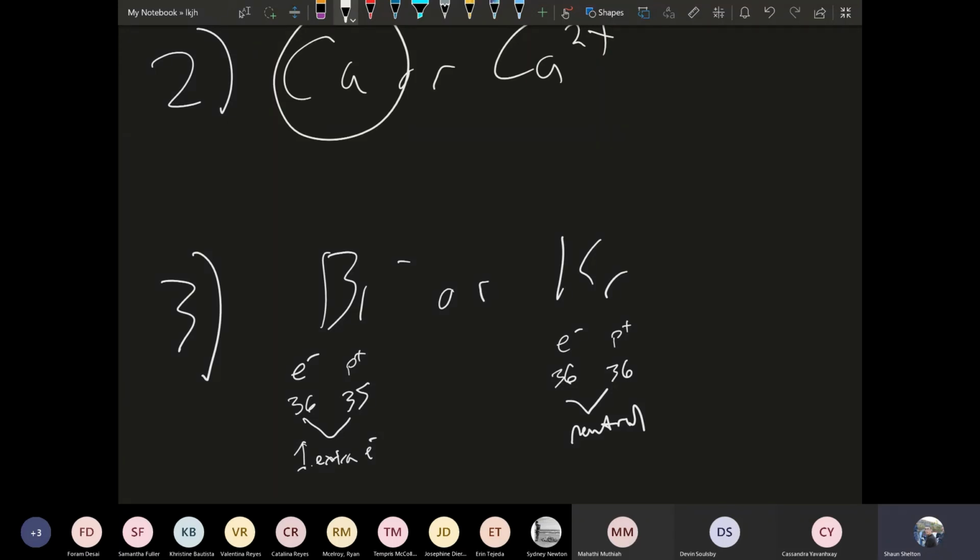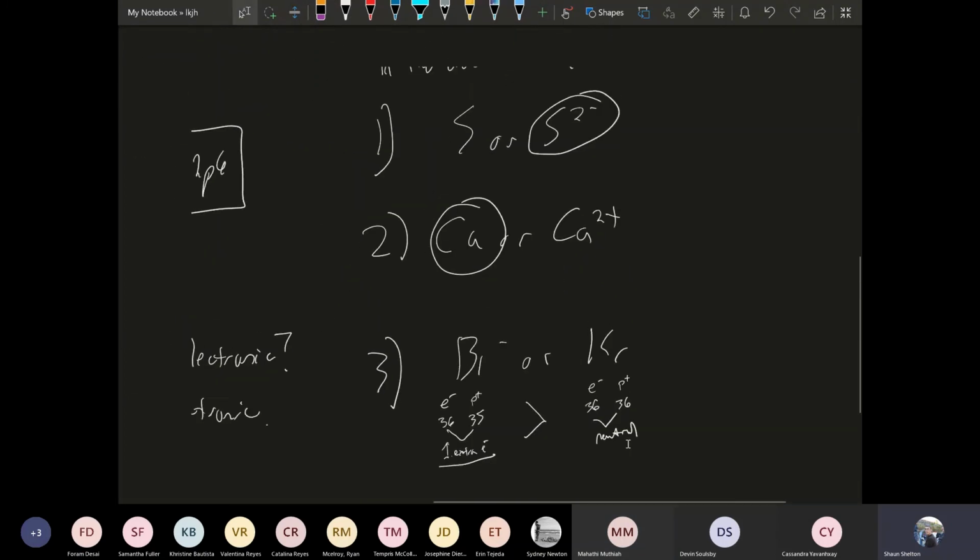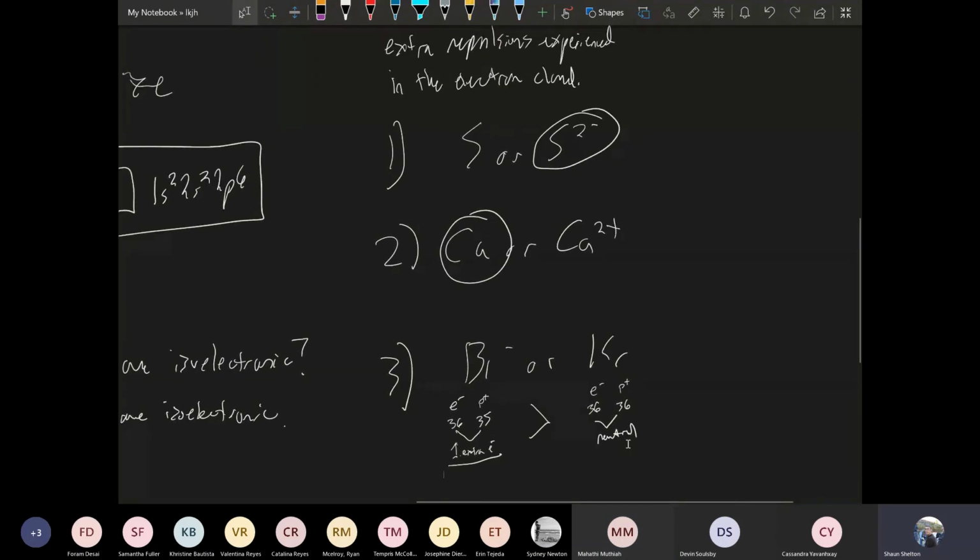So now I understand why you said that they are the same, but the actual reality is that bromide is larger than krypton because it has one extra electron, and that causes repulsion in the electron cloud. Does that make sense? Yeah, that makes sense. Perfect. All right. Does anybody have any questions about either of these 3 that we just looked at?